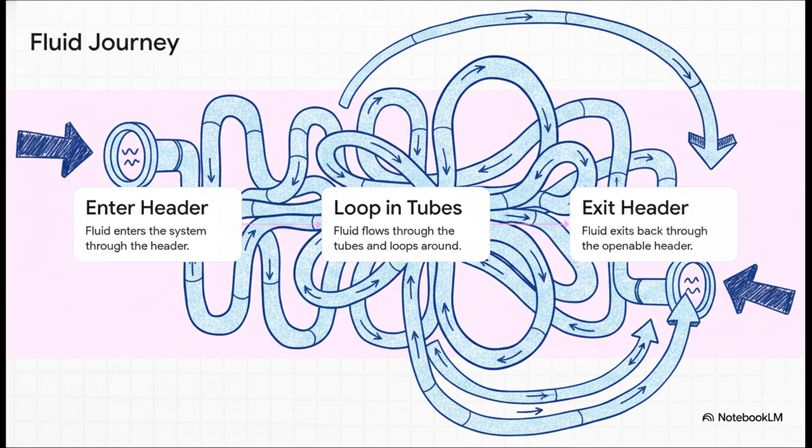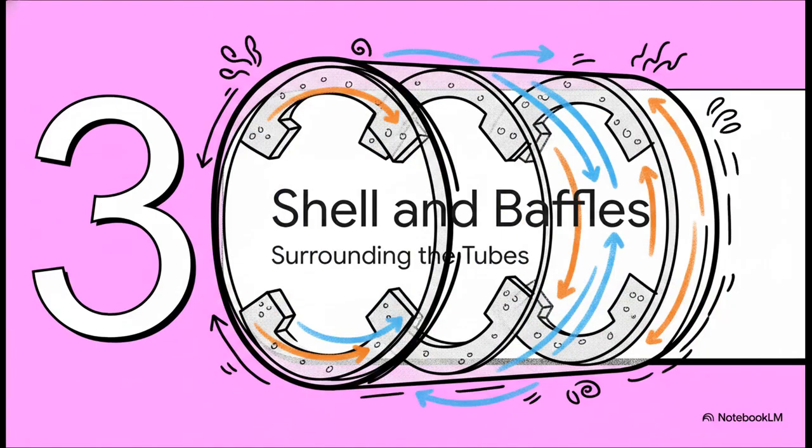That loop physically extends the amount of time the fluid spends inside the machine. Finally, step 3, after making its loop, the fluid exits right back out through the header. This clear, looping path gives the whole operation its continuous forward momentum. Next up, Section 3, the shell and baffles surrounding the tubes.